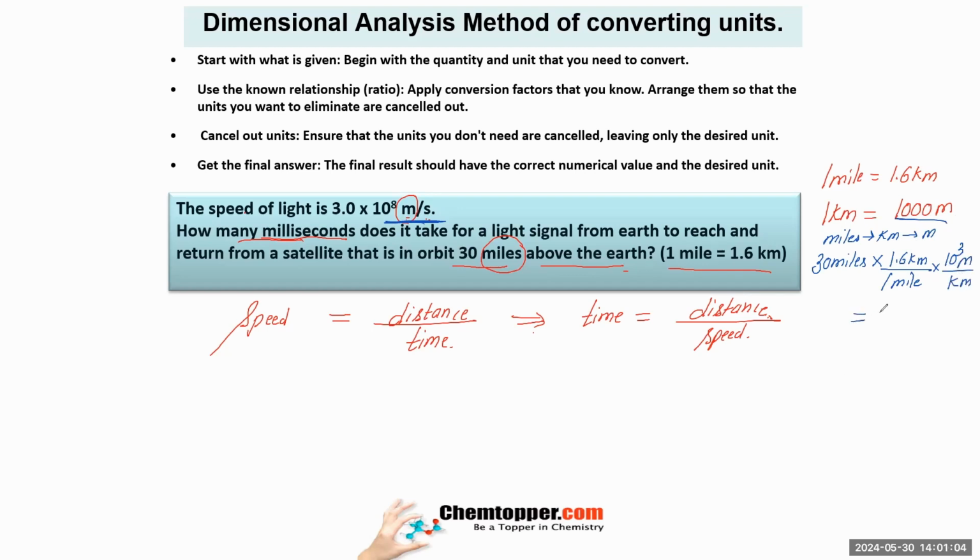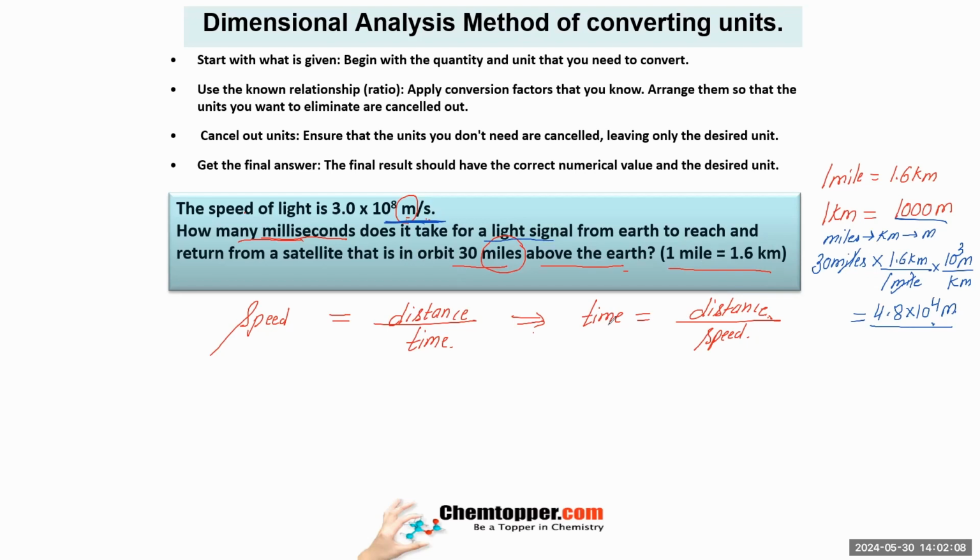And solve it. So 30 times 1.6 is, so finally when you solve it, you can see mile and mile cancelled, kilometer and kilometer cancelled, and the answer is 4.8 times 10 raised to power 4 meter. So it means the signal of light has traveled this much distance from satellite to the earth.